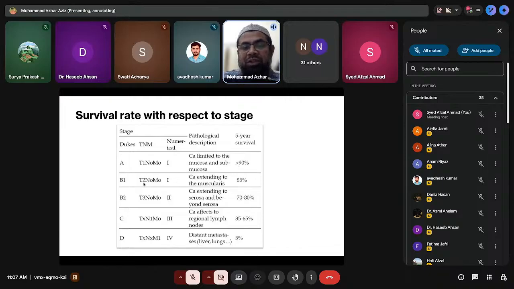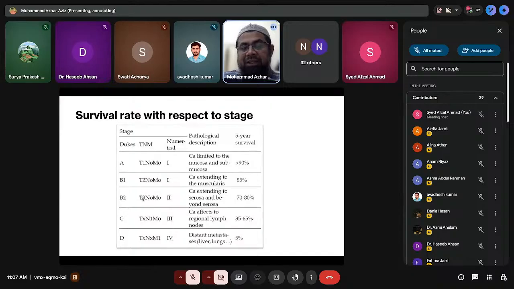Once the tumor grows in size, it's T2, but still there's no node involvement and no metastasis, but the cancer has now started going into the layers of the muscle. The chances of survival are dropping. As you can see, the chances of survival are dropping, and it is drastically low in the advanced final stage, stage 4.